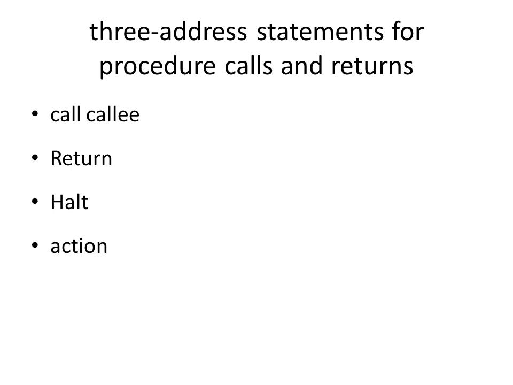3 address statements for procedure calls and returns. In the previous class we discussed the 3 address statement, how to represent it, and how to construct the assembly language code for a 3 address statement. Now we are going to see 3 address statements for procedure calls and returns. In procedure calls and returns we have 4 things. First is call callee, second return, third halt, and fourth is the action to be performed.